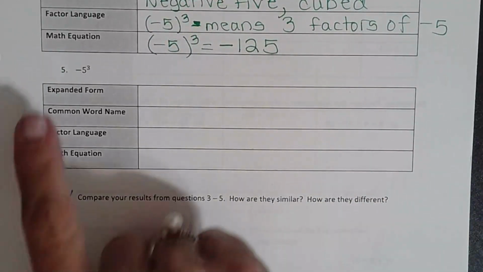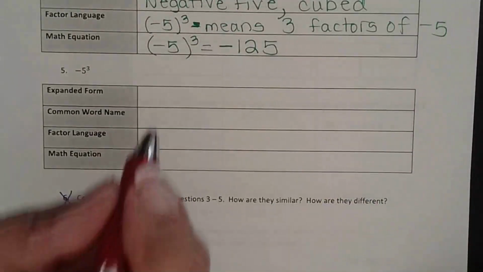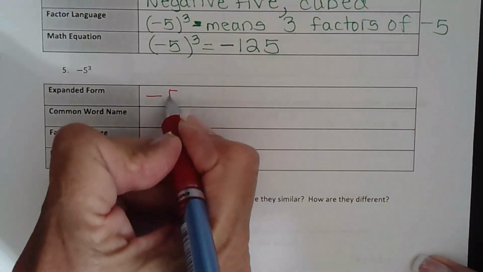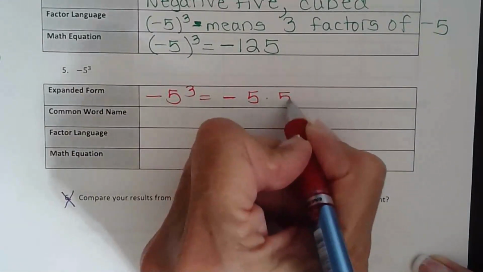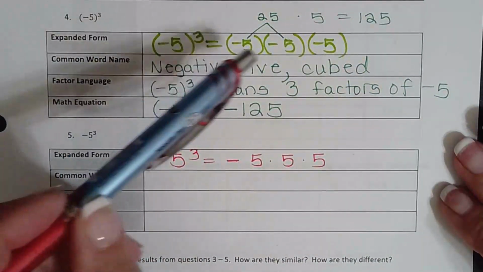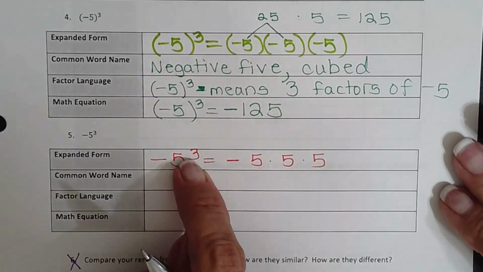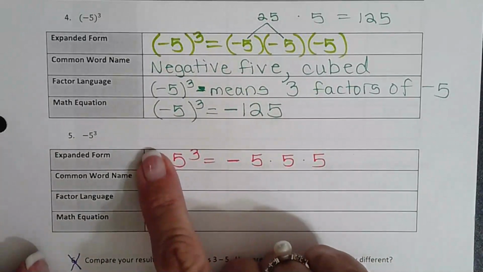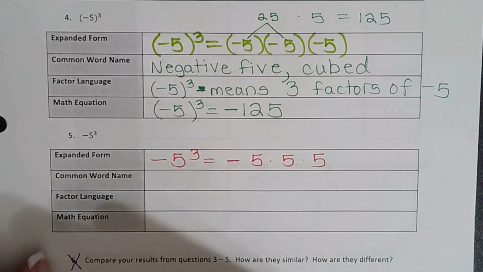Okay, hope everybody did well on that. So this one is not read -5 cubed, it's read the opposite of 5 cubed. So in expanded form, it means 1 negative and 3 5s. So when there are no parentheses, you can't write -5, -5, -5. This negative does not go with the 3. So that only goes with the 5. So think of it as 5 cubed, then change the sign. That's what that means.